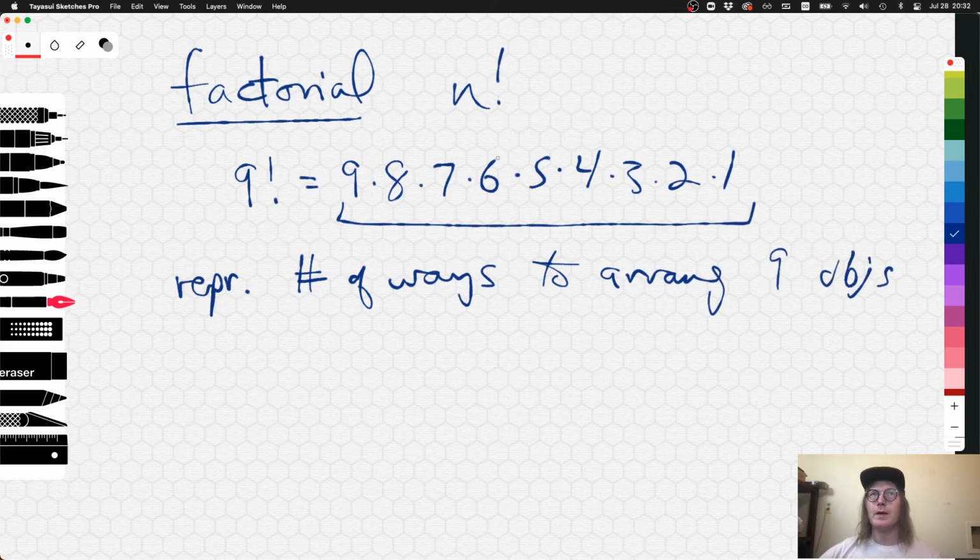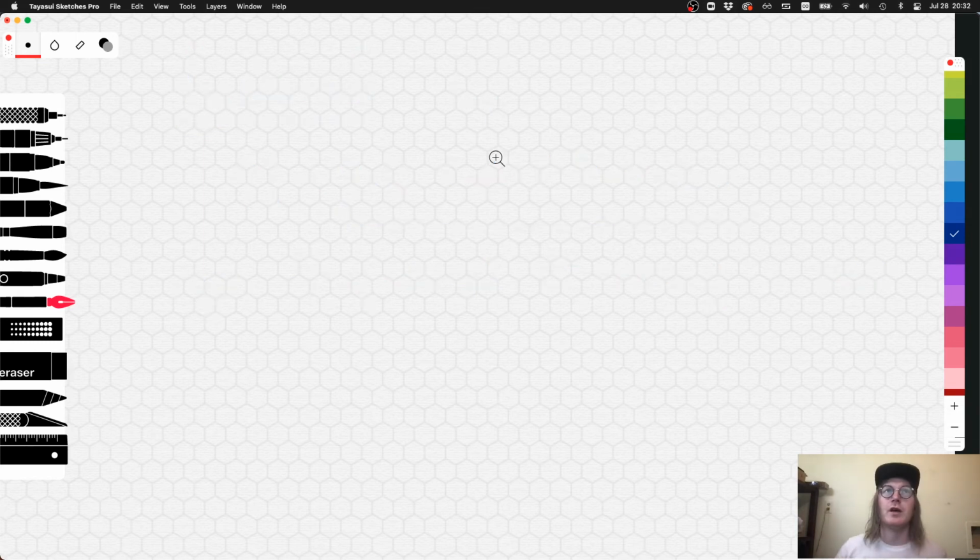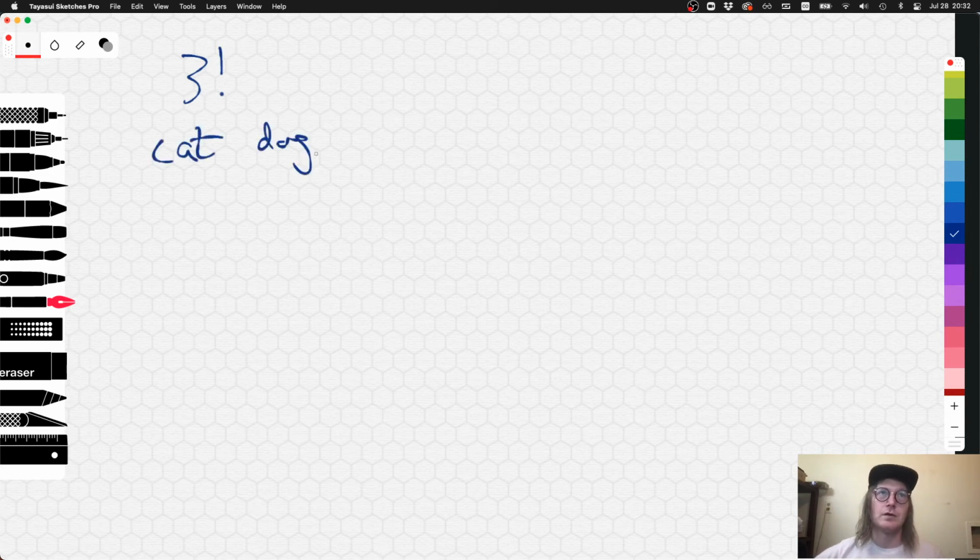Okay? So let's think about this with a simpler number that we don't have to calculate so much. Let's think about this just with 3 factorial. And let's think about cat, dog, and hamster. So we've got these 3 animals, which I'll just represent with C, D, and H.